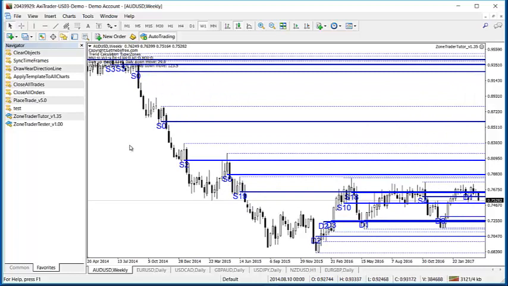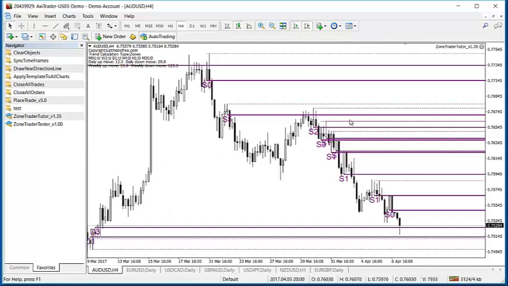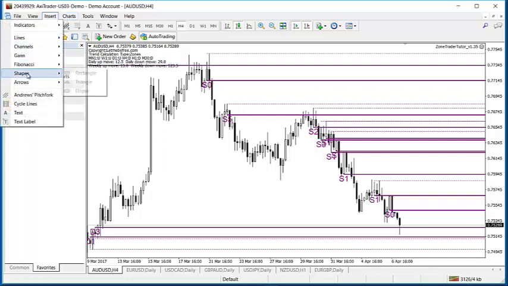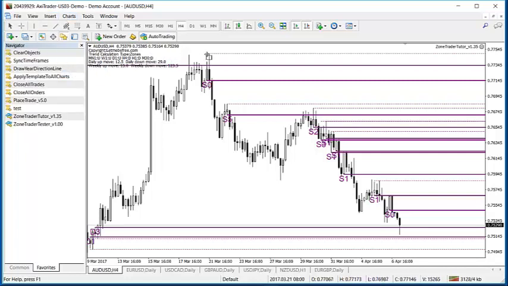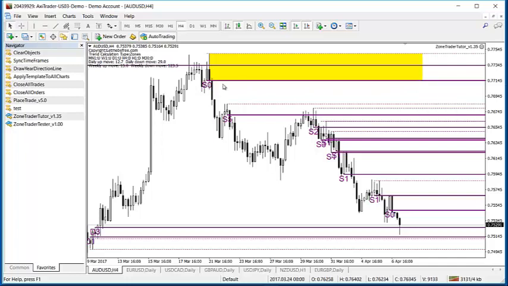Okay, so looking at the actual chart itself, I'm going to come back to the H4, get my auto scroll going. You can see that there's a number of zones drawn on this chart. I'll just highlight one using a rectangle shape. Here you have a supply zone. It's supply because it's above the current price, and it also has an S next to it, which indicates supply.